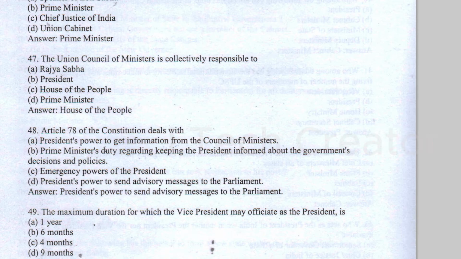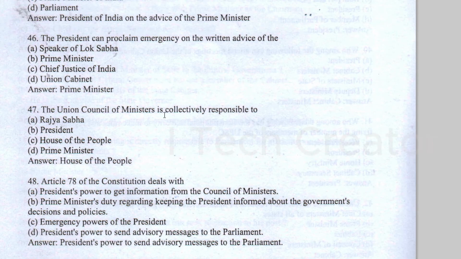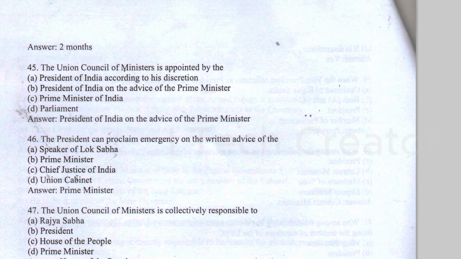So now next, the Union Council of Ministers is collectively responsible to the House of the People. Yes, House of the People. Now next, 46. The President can proclaim emergency on the written advice of the Prime Minister. Yes, the President can proclaim emergency on the written advice of the Prime Minister.